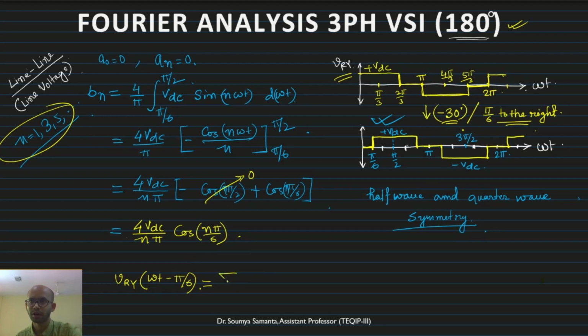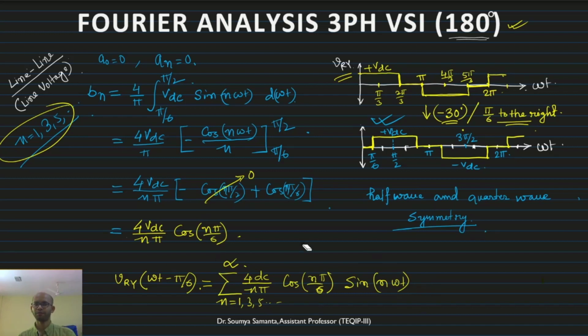So what is the expression? This is the summation of n equals to, say, 1, 3, 5 to infinity, 4 VDC by n pi, cosine of n pi by 6, into sine of n omega t minus pi by 6 times n. This is the final expression for this one. That is a shifted waveform.